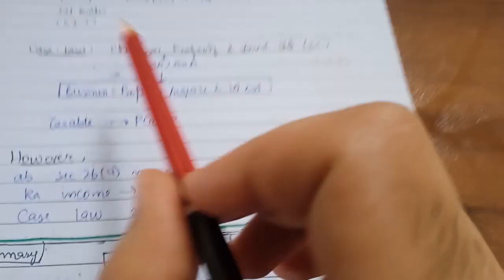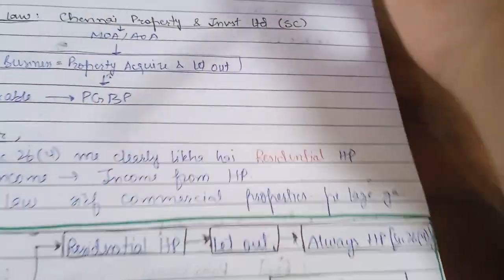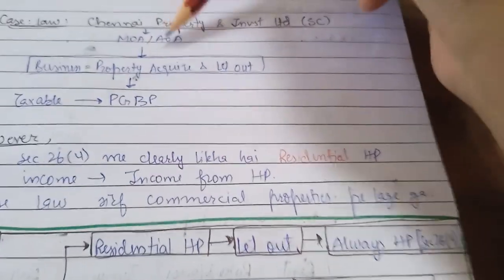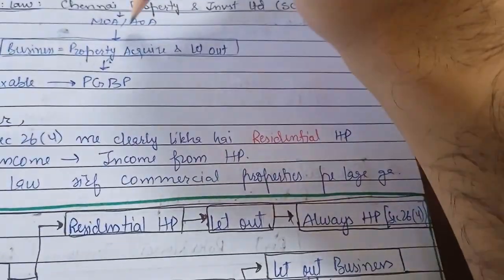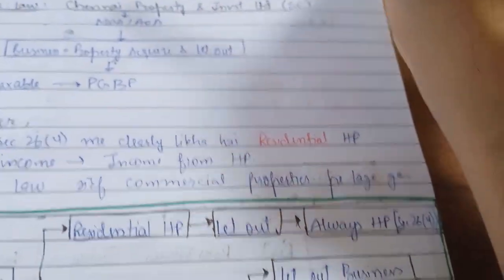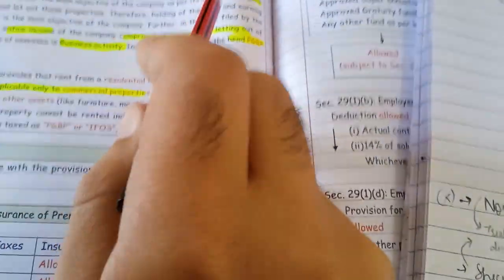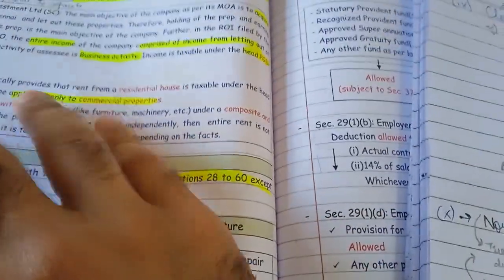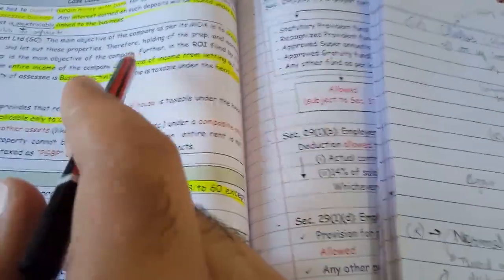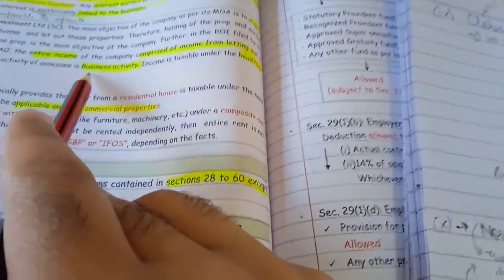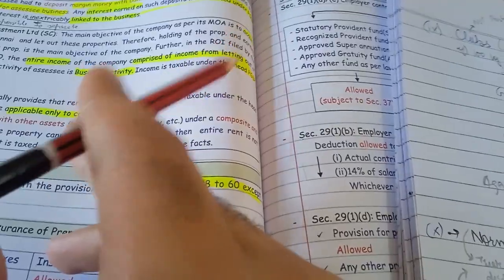But there was a case law, Chennai Property and Investment Limited, a landmark judgment by the Supreme Court, where this company had in its MOA and AOA that the business is only to acquire properties and to let them out. They had no other sources of income. This was their only activity. And the Supreme Court ruled that this income will be treated under the head PGBP. Here is the case law. Their MOA was to acquire and hold properties in Chennai. Their entire income comprised this letting out income, so it was treated as business activity and treated under the head PGBP.